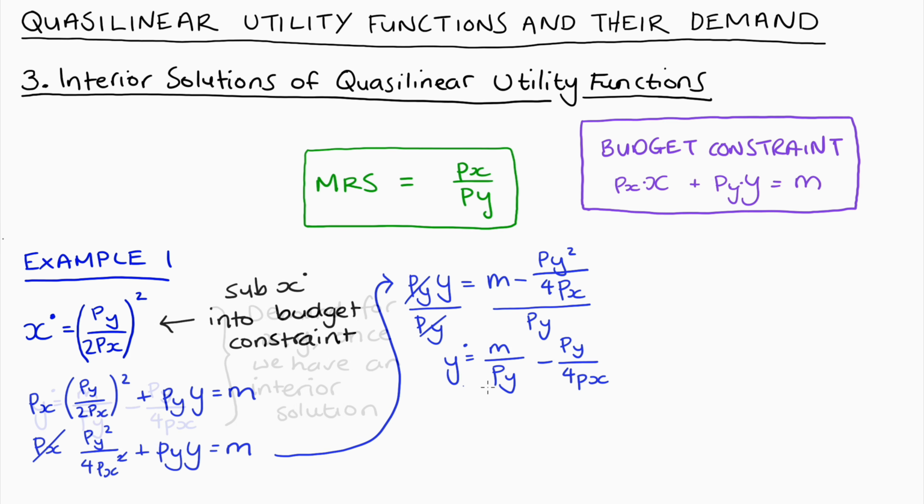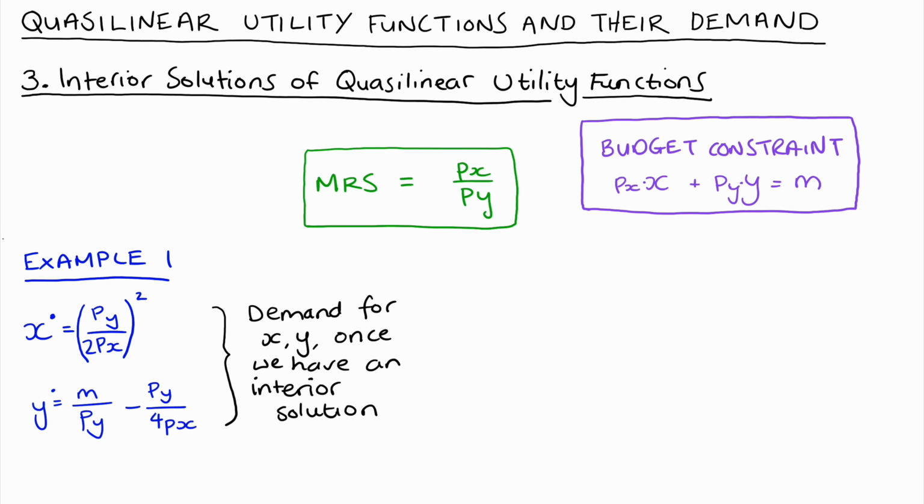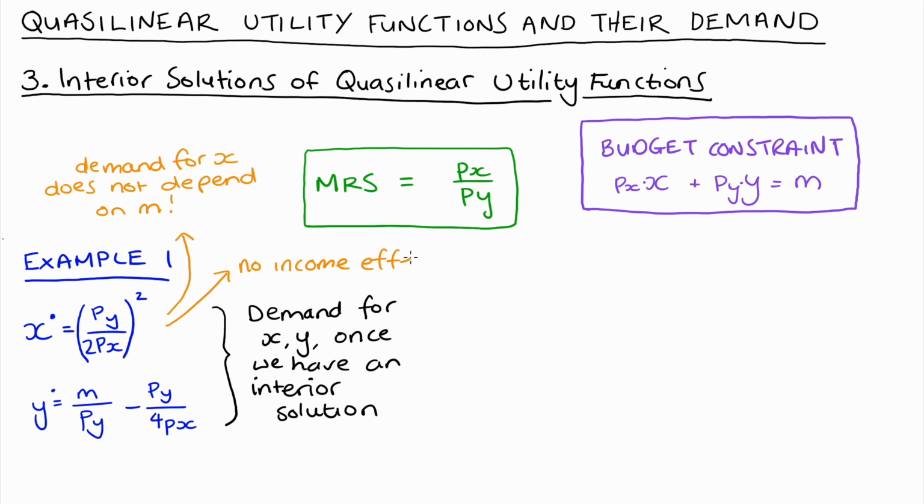And straight away we can note that our demand for x does not depend on income. There is no m value in our demand for good x. And this means that there will be no income effect for good x if we have an interior solution. So we can change around income, but the demand for x will not change. It will stay the same. That's not true for y star. We see that m does figure in the demand for y star, so y star will change as m changes.